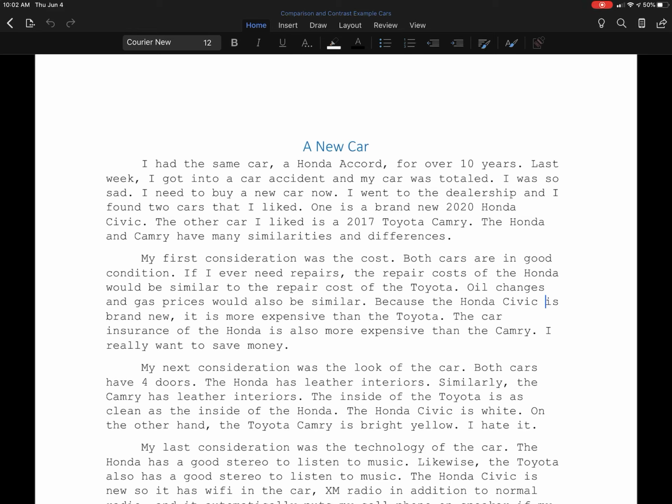So if we look in the introduction, I say, I had the same car for over 10 years. I had a car accident and my car was totaled. So that is my reason. Because of the car accident, now I know why I need a new car. It's because my old one was damaged. Now I also see what two things I'm comparing. I'm comparing a brand new 2020 Honda Civic or a 2017 Toyota Camry.